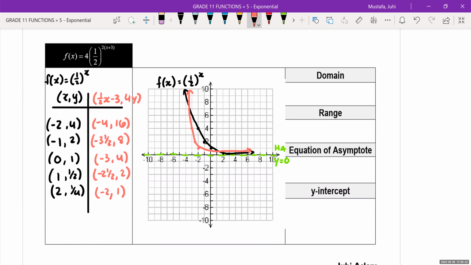Okay, and then that's my transform function. I'm just going to label it at the bottom over here. F of x is equal to 4. I feel like I'm going to run out of space. Let's squish this in a little bit more. F of x is equal to 4 bracket a half, and then 2x plus 3.